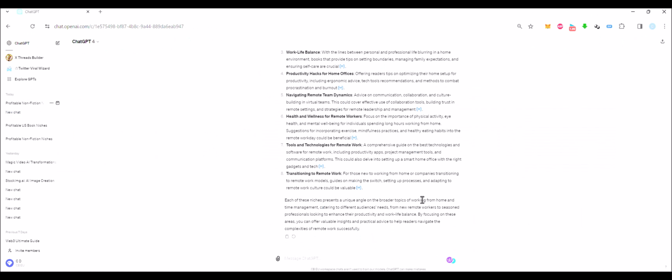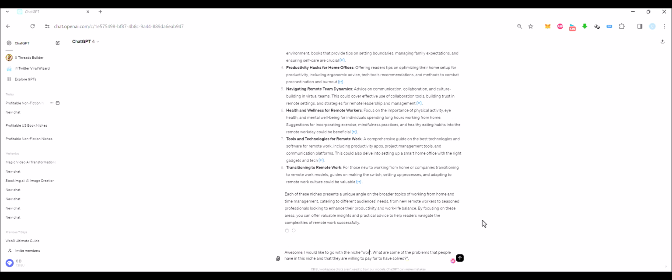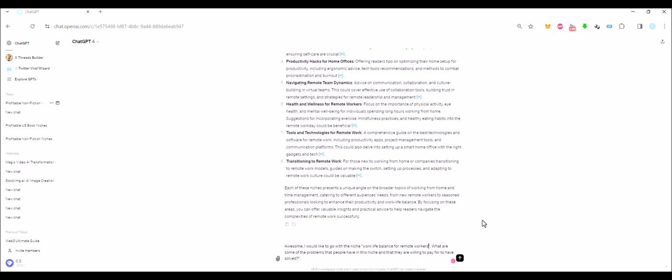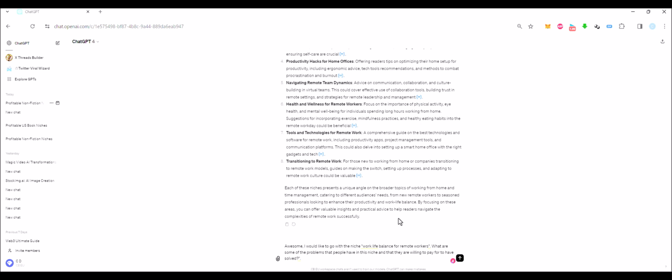I go back to ChatGPT. I paste the prompt. And of course, I have to edit now. So the niche is work-life balance or remote workers. And I'm asking this question because I want to better understand the target reader so I can write for them. So I can create a book outline that will address and answer their problems or solve their problems.